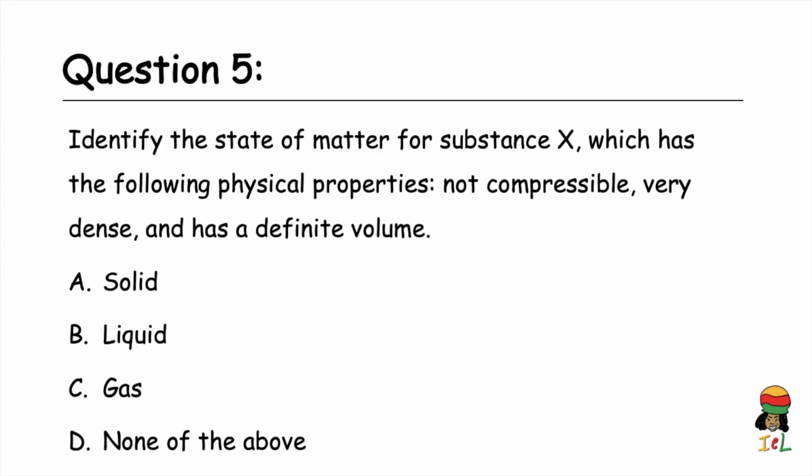Question 5. Identify the state of matter for substance X, which has the following physical properties. It's not compressible, very dense, and has a definite volume. A, solid. B, liquid. C, gas. And D, none of the above. And our answer is A, solid. As you remember from the fact that we are saying it's not compressible, solid particles are already close together, which makes it just impossible to push those particles any closer, and hence they're usually not compressible.